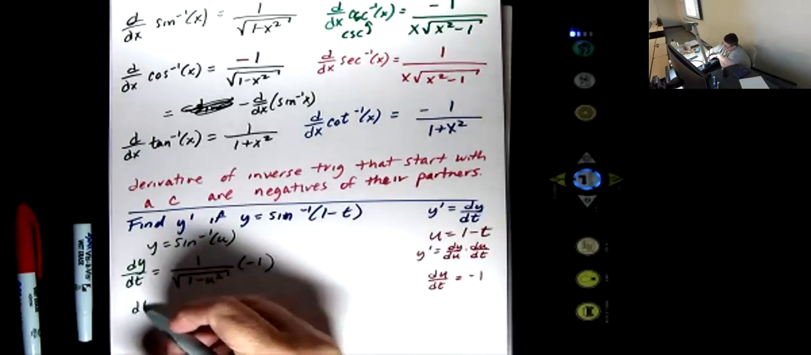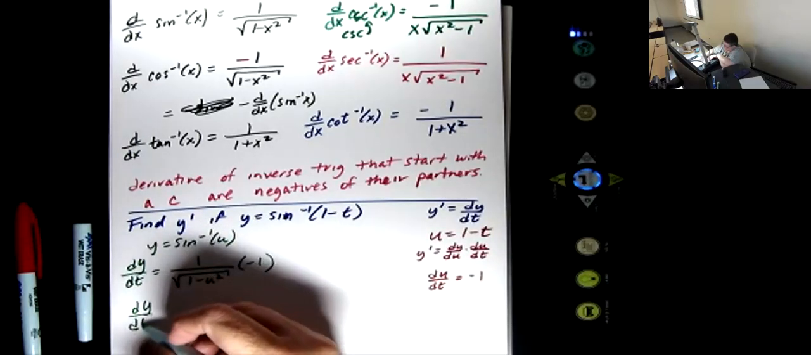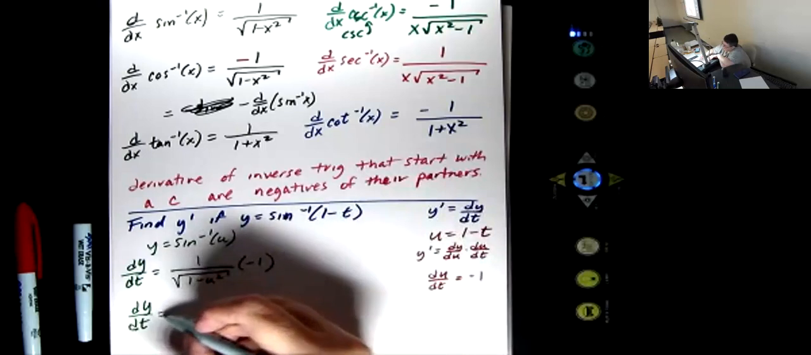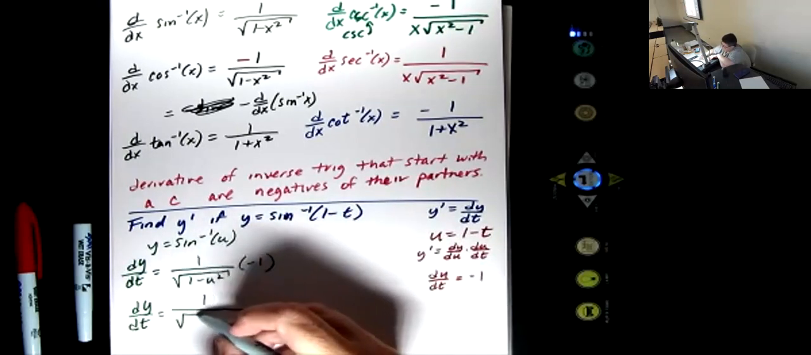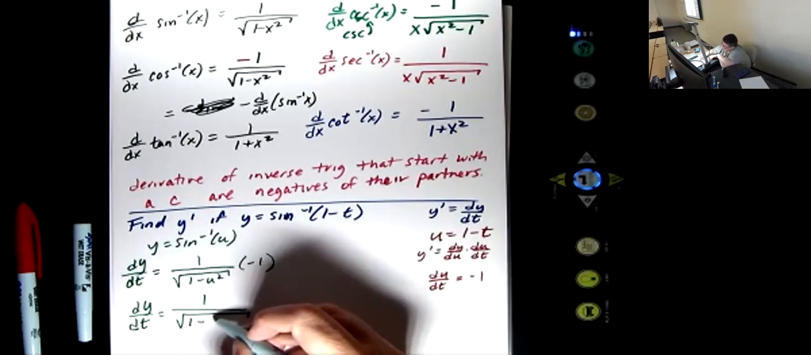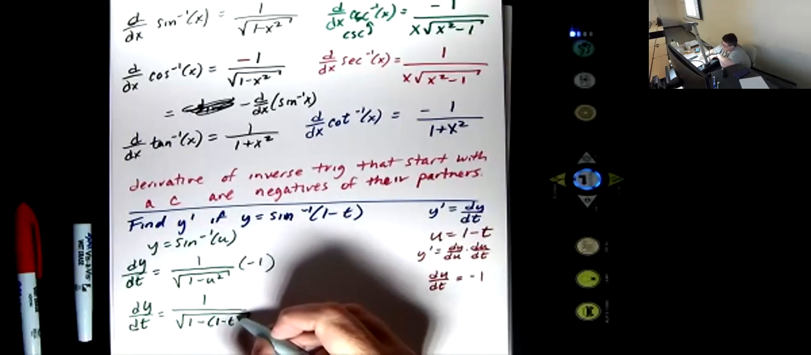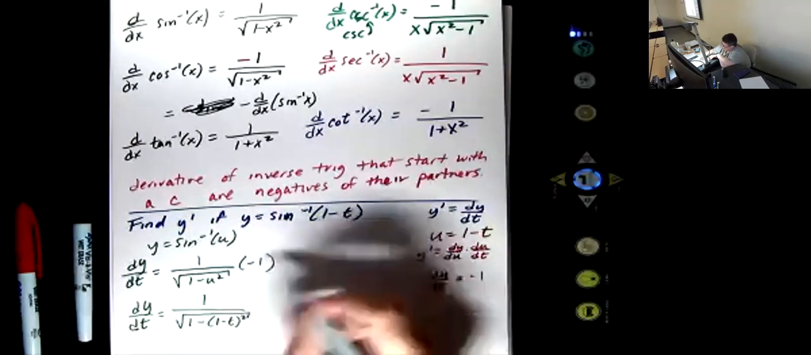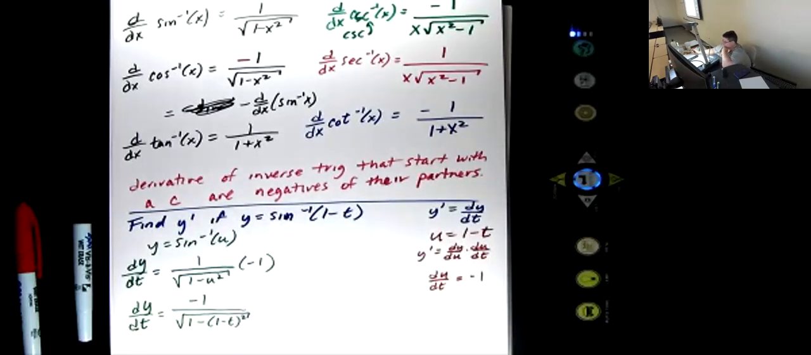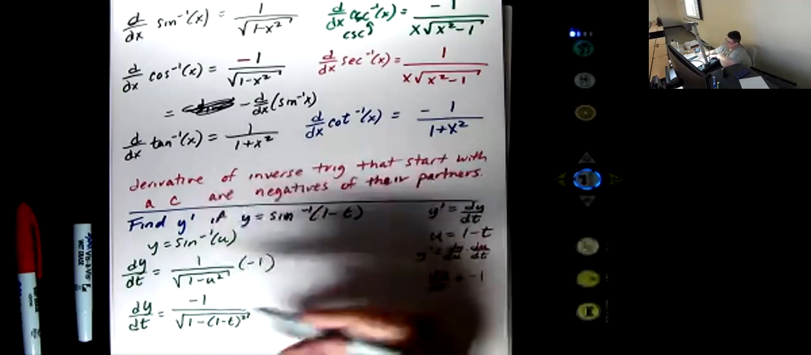And we didn't start with y, so we're not going to end with y. Or we didn't start with u, so we're not going to end with u. I am going to put 1 minus t back in: 1 minus t squared. And the -1, I'll just move on to the top. And that's how I'm going to leave it.